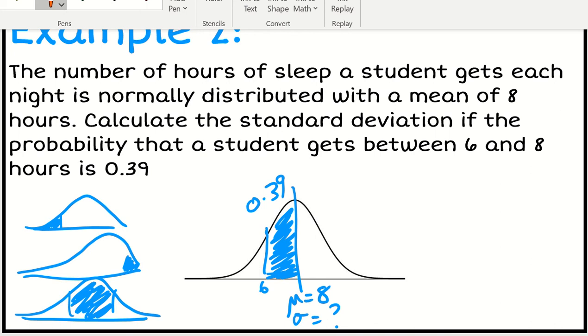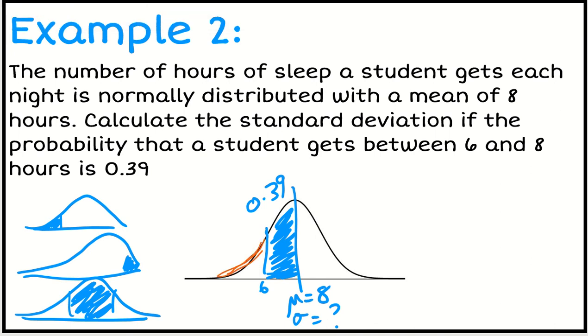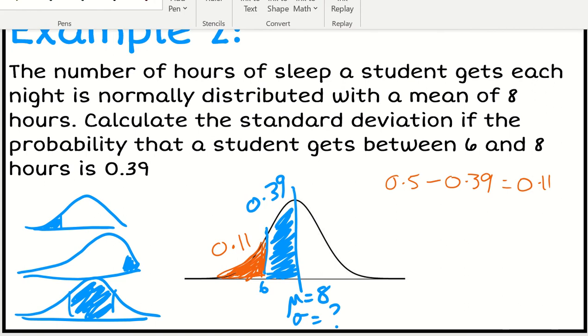We are going to find how big this area here is, this little orange piece there. I know that from the mean down, that's 50% of my data. So if I do 0.5 minus 0.39, that tells me that my little shaded area is going to be 0.11. So now when I come to do my calculator, that's the left-hand tail probability that I'm going to use. So let me switch back my pen.